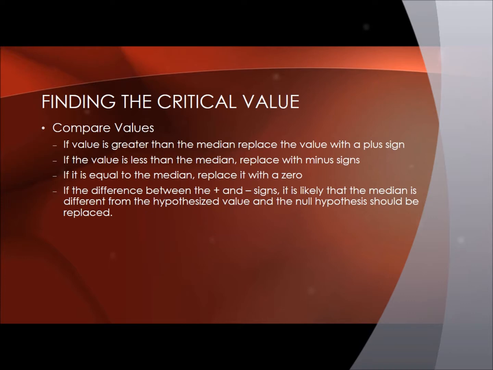To find the critical value, if a value is greater than the median, we replace it with a plus sign. If the value is less than the median, we replace it with a minus sign. If it is equal to the median, we replace it with a 0. If there is a large difference between the plus and the minus signs, it is likely that the median is different from the hypothesized value, and the null hypothesis should be rejected.